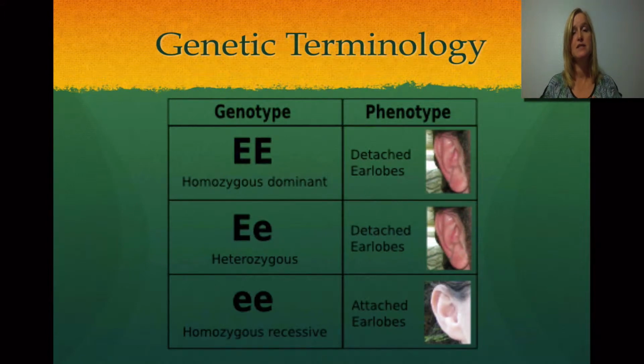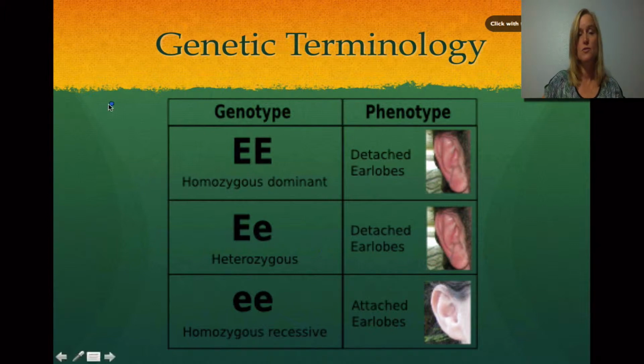The genotype is a letter combination that we assign to the trait. So here, if we have homozygous dominant, that means that we're going to use a capital letter, and these genotypes are paired. So this would be the trait from the mom, and this would be the trait from the dad. Homozygous means same, and dominant means that it's the dominant trait. And so we represent homozygous dominant with 2 capital letters.